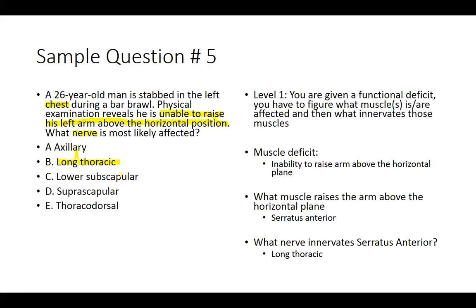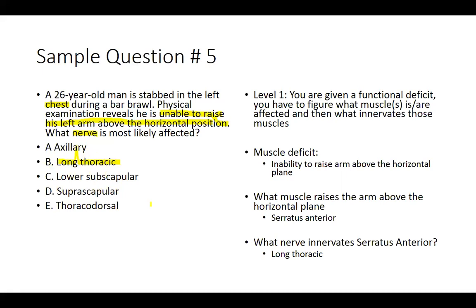Lower subscapular, your subscapularis, right? Suprascapular is going to your supraspinatus and your infraspinatus. So in this case, if it was suprascapular, you can have multiple deficits. You can have initiation of abduction to 15 degrees, depending on where the lesion is, or if it's affecting infraspinatus, you can have weakness with lateral rotation as well, right?